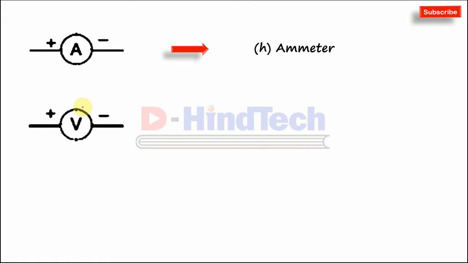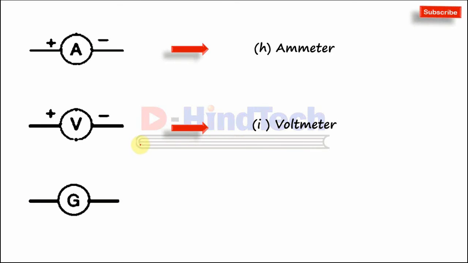Now then, again this is also an instrument called a voltmeter, and this voltmeter is used to measure potential difference across the conductor in terms of volt. Okay, and this voltmeter is represented by this symbol, simply writing the letter V inside this circle.